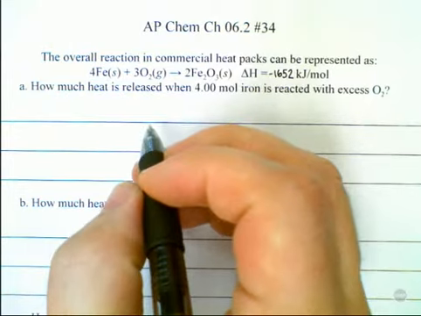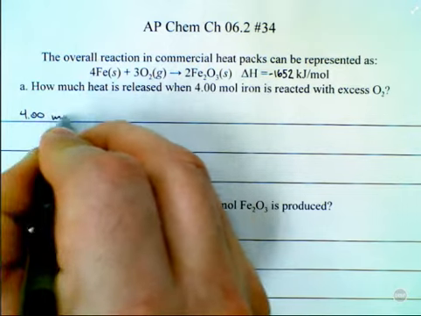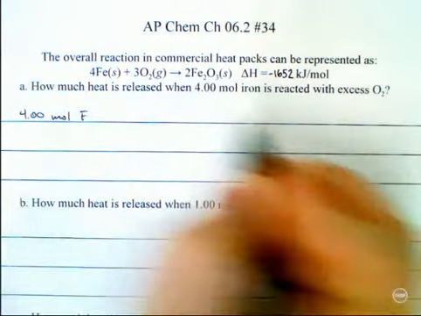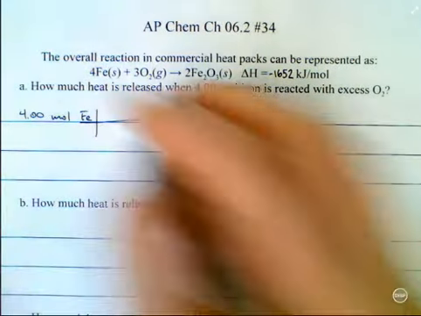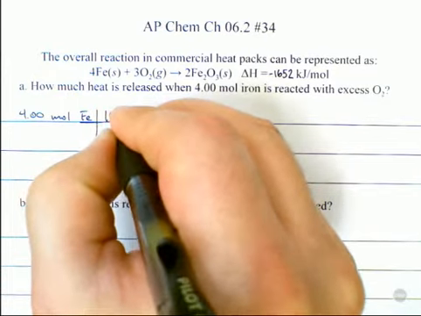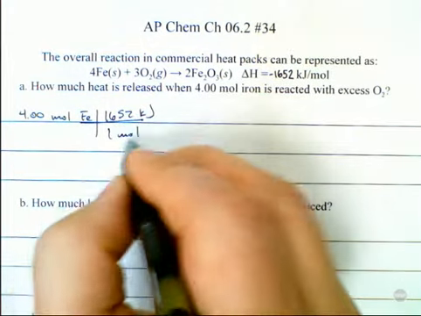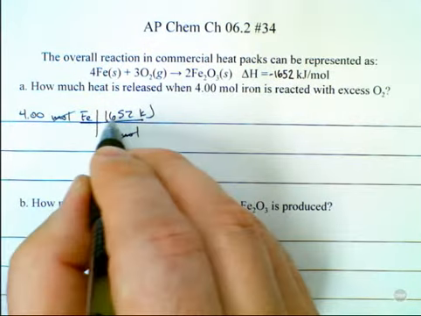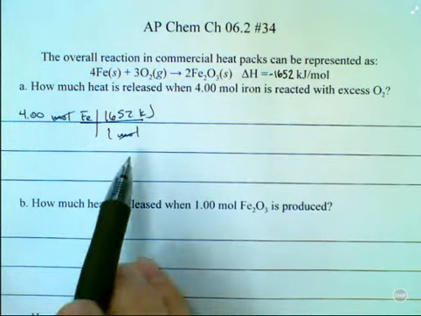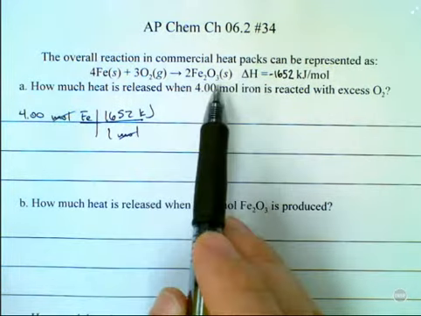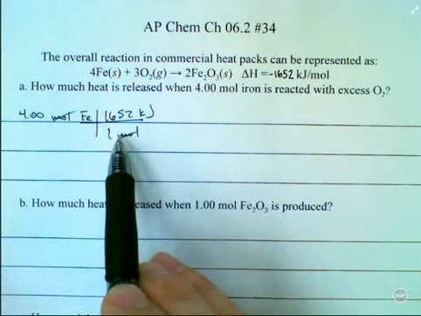Now your first inclination might be to simply go 4.00 moles of iron, use a conversion factor, and then do your calculations. Moles cancel, 4 times 1,652 kilojoules, and you'll get a value. This is not going to give you the correct value, because for this reaction, it is not 1 mole of iron that is reacting.